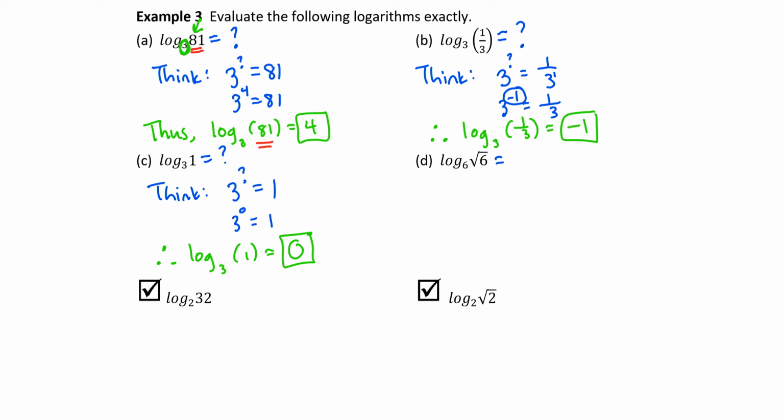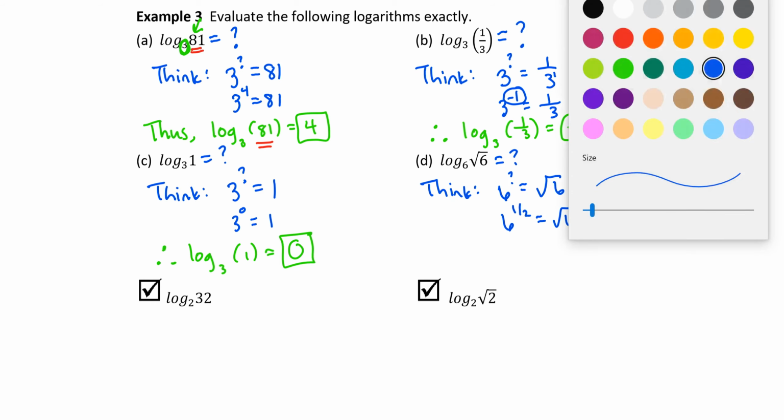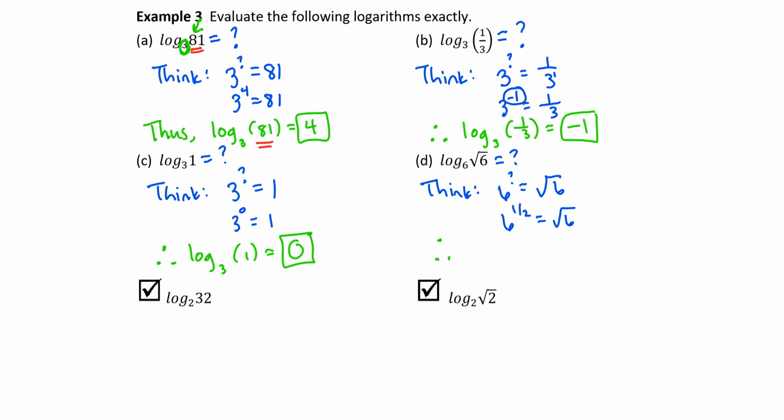Okay, next question. Log base 6 of the square root of 6. We're trying to figure out what that is equal to. The way we're thinking about it is base 6 raised to what power equals the square root of 6. Well, as we mentioned previously, the square root can be represented by the 1/2 exponent. So therefore, log base 6 of the square root of 6 is 1/2. I'm just recognizing that the exponent here on the 6 is 1/2. And remember, to evaluate a logarithm, we're looking for an exponent.